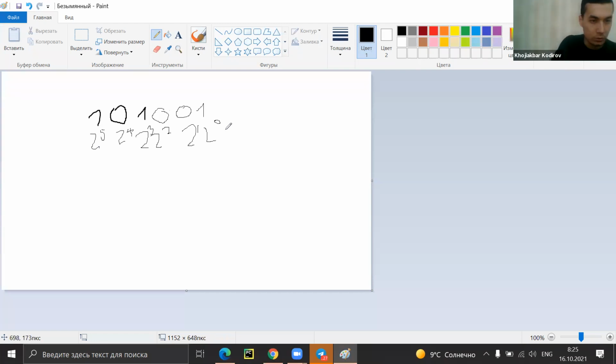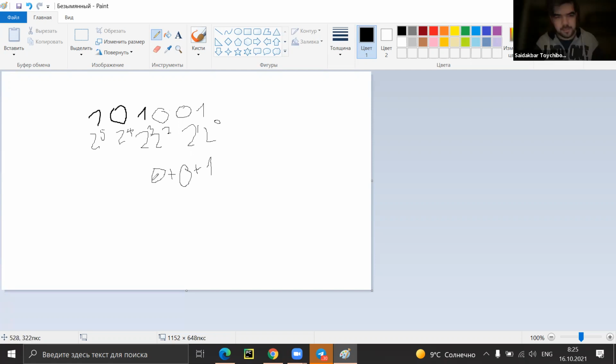I don't know, my mouse is not working well. Okay, then I'm starting calculating it. 2 to the power 0, what will be the result? 1. 1 multiplied by 1 is 1. 2 to the power 1 is 2, 2 multiplied by 0 is 0. 2 to the power 2 is 4, 4 multiplied by 0 is 0. 2 to the power 3 is 8, 8 multiplied by 1 is 8.